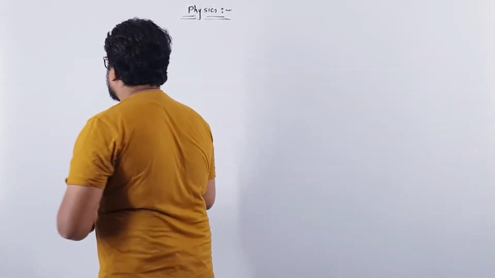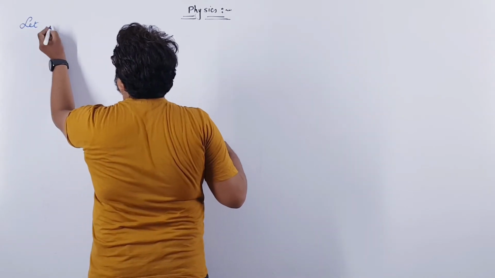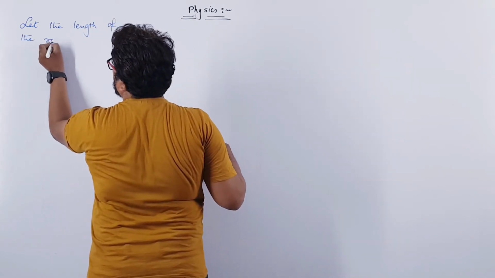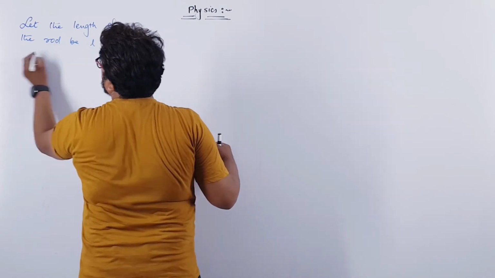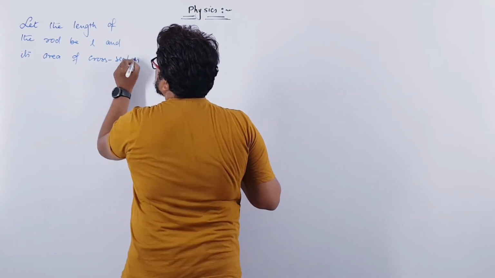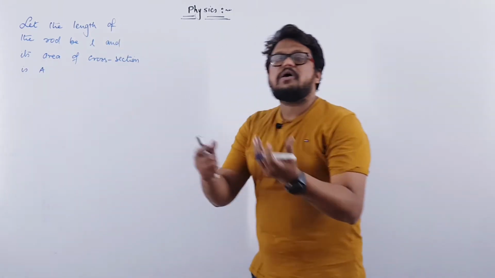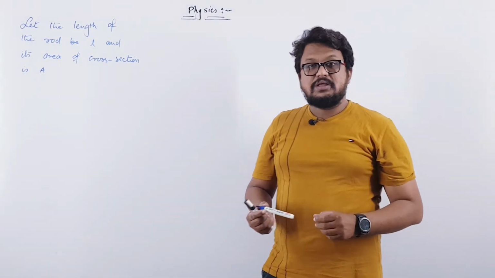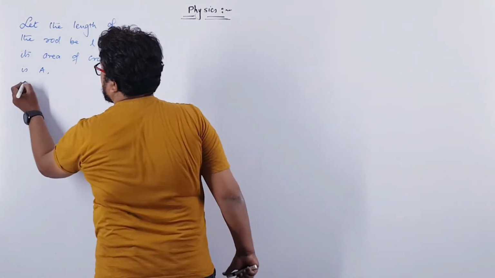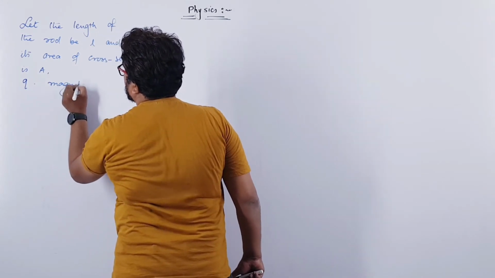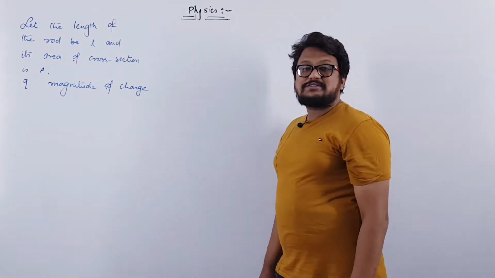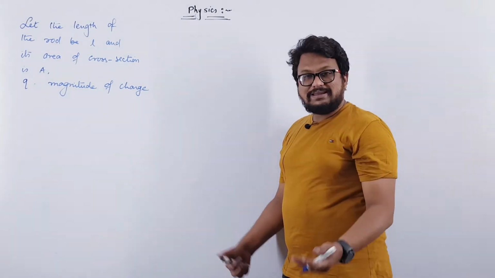So let us consider a rod. Let the length of the straight wire or rod be L, and let its area of cross section be A. So let us assume that we have a rod of length L and the area of cross section is A. The magnitude of each charge present inside the rod be Q. Q represents the magnitude of each charge. In this case, obviously we know that it will be electron, right?